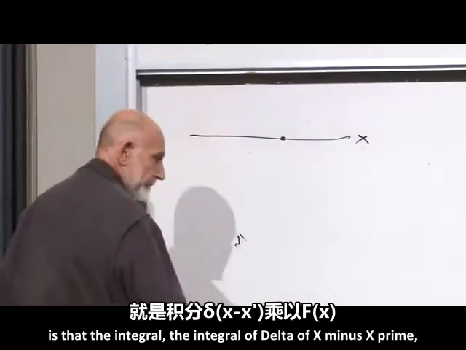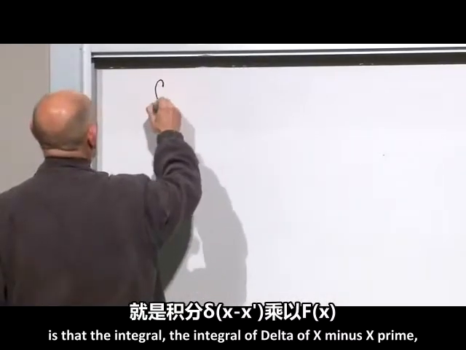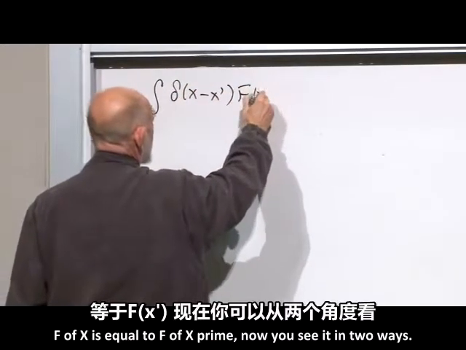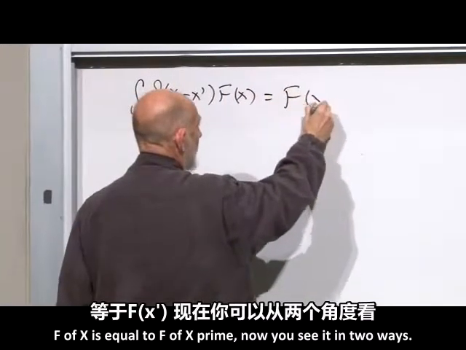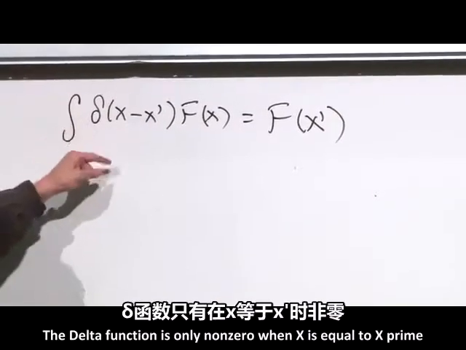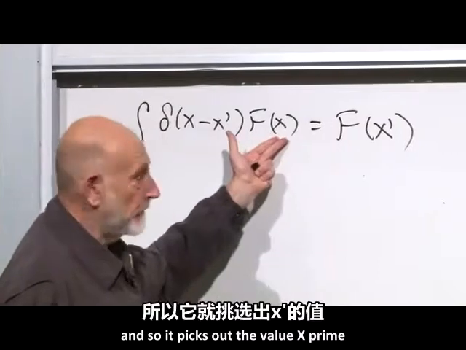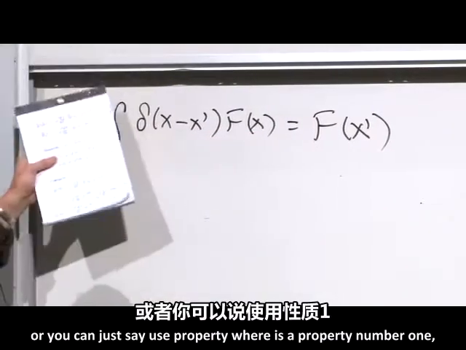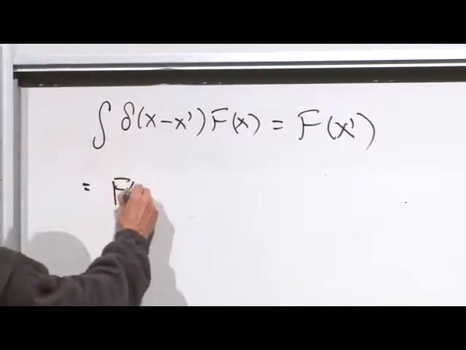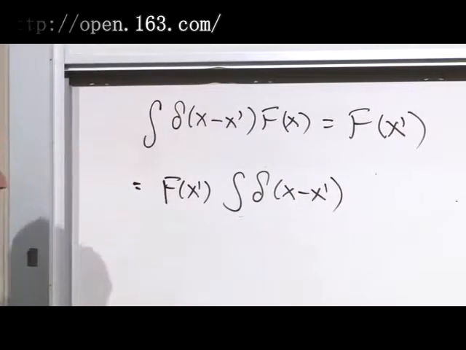And the last property, which follows from these two, is that the integral of delta of x minus x prime, f of x, is equal to f of x prime. You can see it in two ways. One is that the delta function is only non-zero when x is equal to x prime, and so it picks out the value x prime in f of x. Or you can use property number 1 to rewrite this in the form f of x prime times the integral of delta of x minus x prime dx.